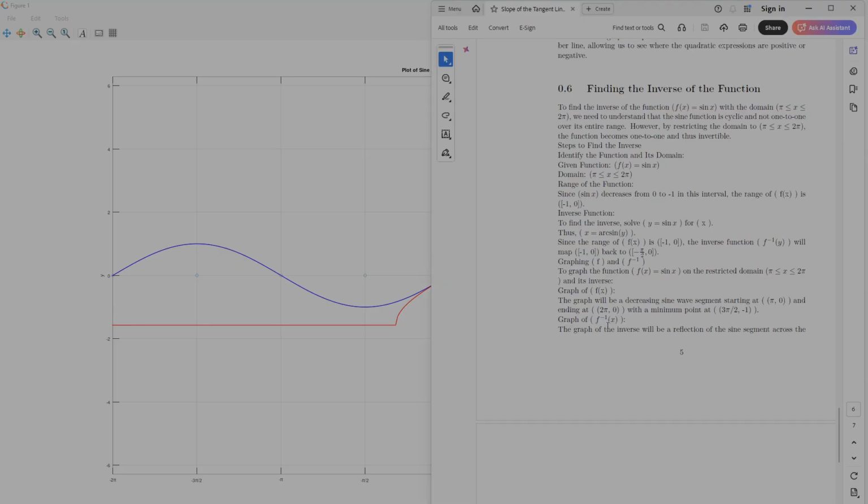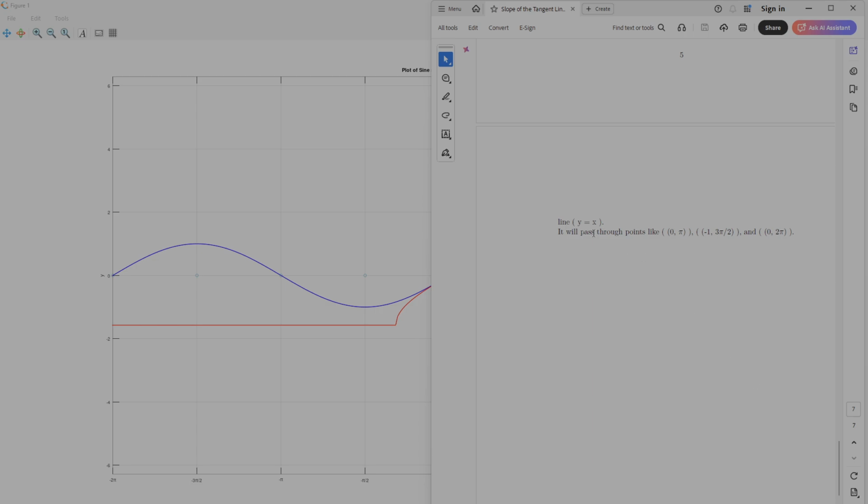And the graph of the inverse will be a reflection of the sine segment across the line y equals x. It will pass through points like (0, pi), (-1, 3 pi over 2), and (0, 2 pi).